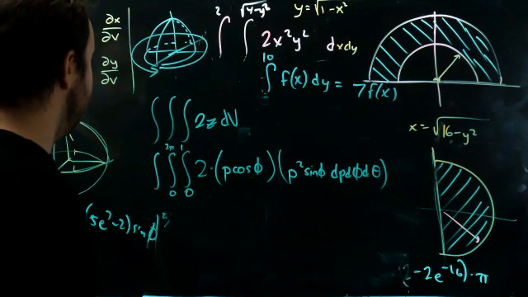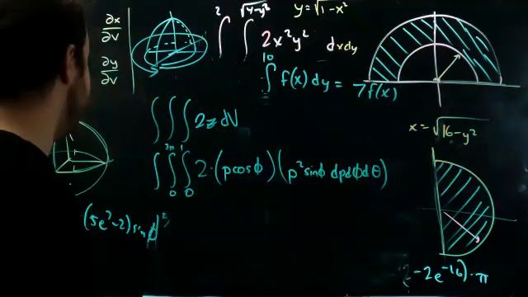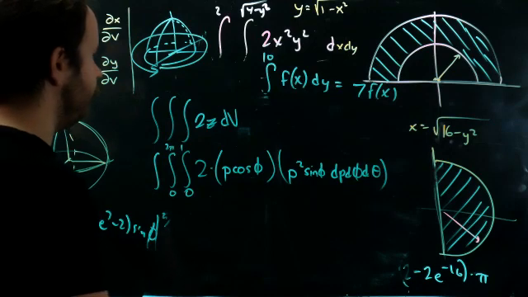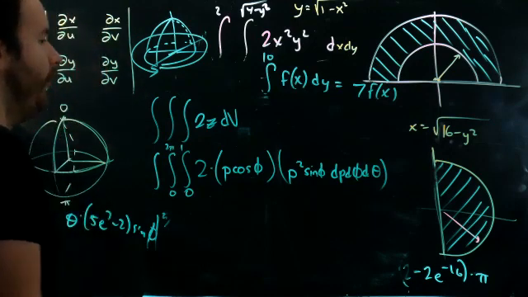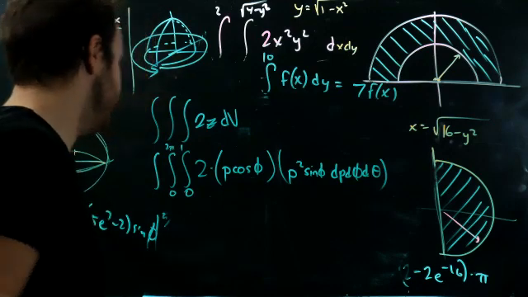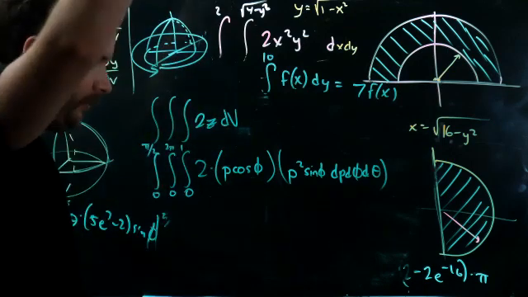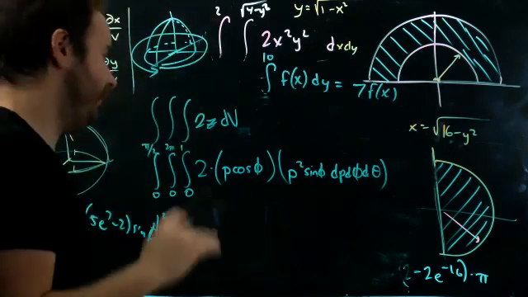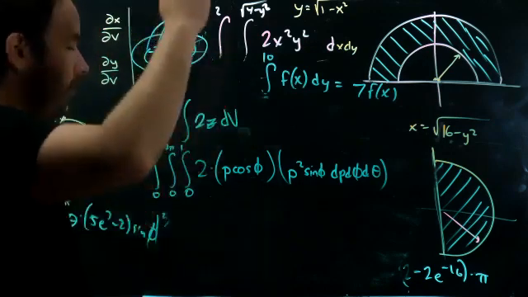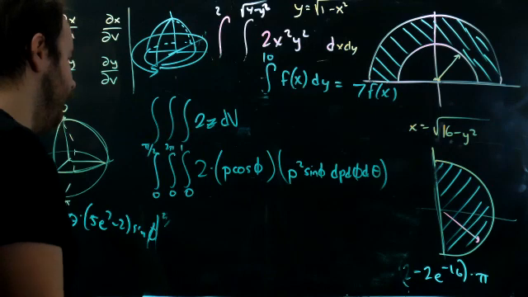0 to pi. Nope. I can't tell in your drawing. Do I want the whole globe or just 0 to pi over 2? If I want the whole globe, I say 0 to pi. If I want everything from the North Pole down to the South Pole, I'd say 0 to pi. But in this case, I want everything from the North Pole to the equator, right? So that would be 0 to pi over 2.